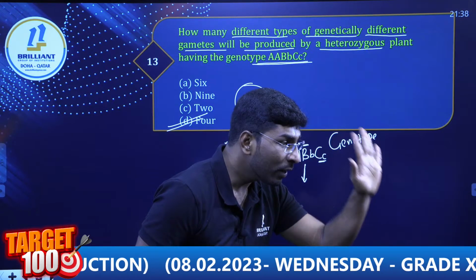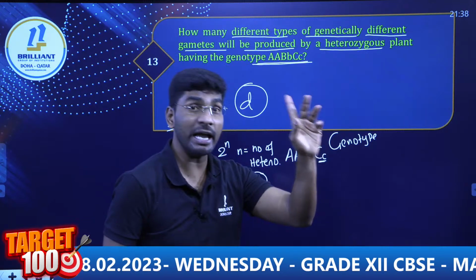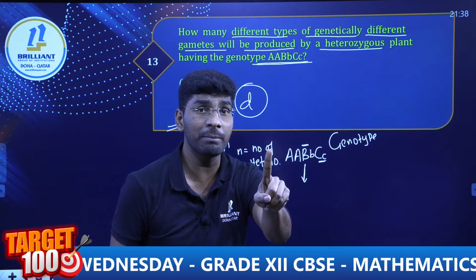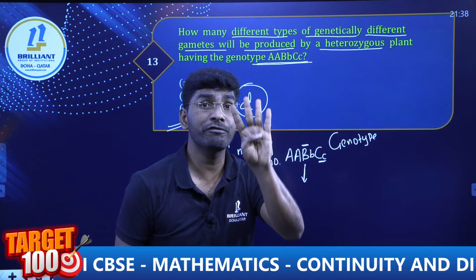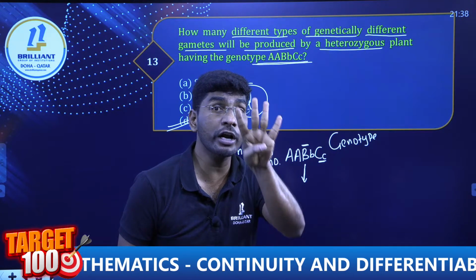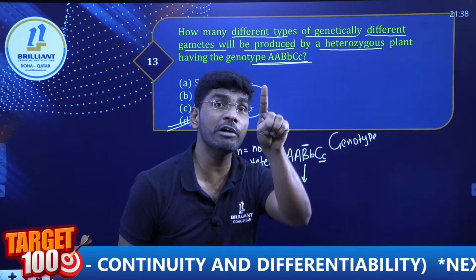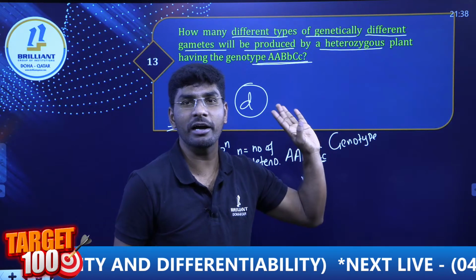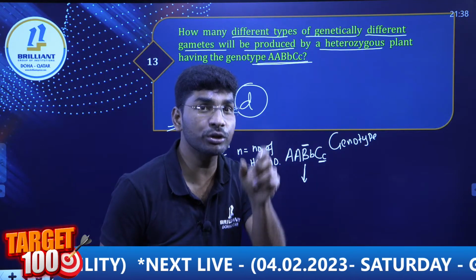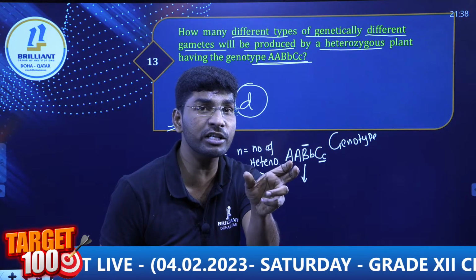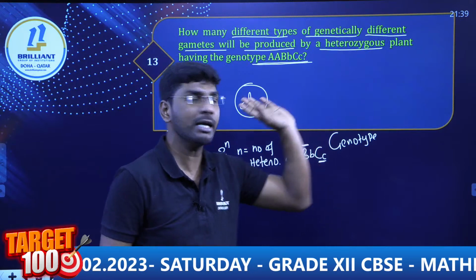Am I clear? What is given in NCERT? At the back of the questions, heterozygous for 4 loci. 4 heterozygous is given, so 2 power 4, you can calculate the number of gametes. Understand my point? You have to think how many heterozygous are given in the genotype. Based on that, you can pick the right answer.